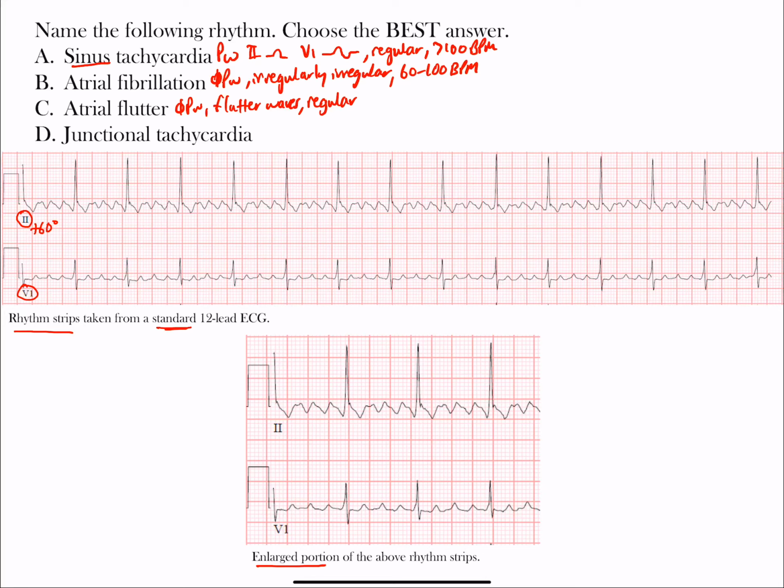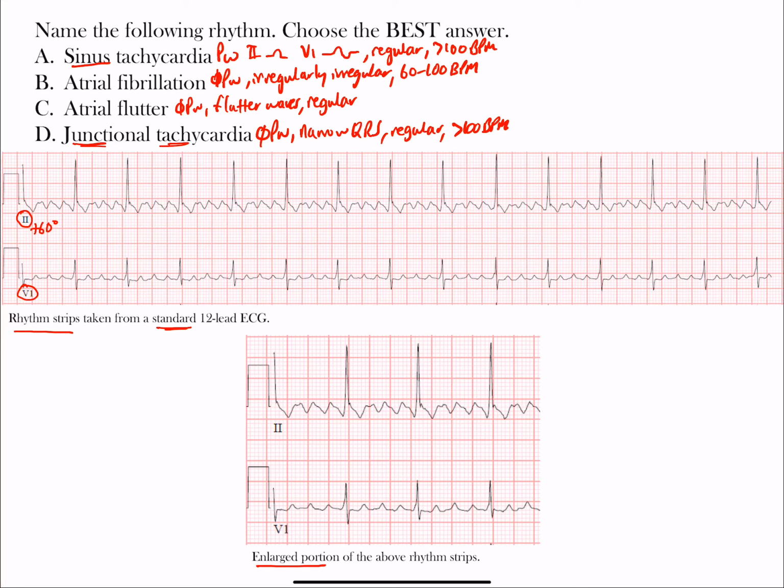Now, junctional tachycardia. Again, junctional rhythm means it's occurring from that AV junctional area. So we have the absence of P waves here. And what else do we have going on here? Well, oftentimes we have narrow QRS complexes, unless it originates low, and it's a tachycardia. So it's a regular rhythm and a tachycardia, over 100 beats per minute. Hopefully that makes sense there. All right, so let's go through these rhythm strips here.